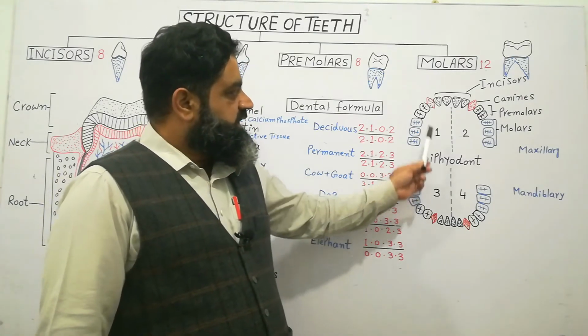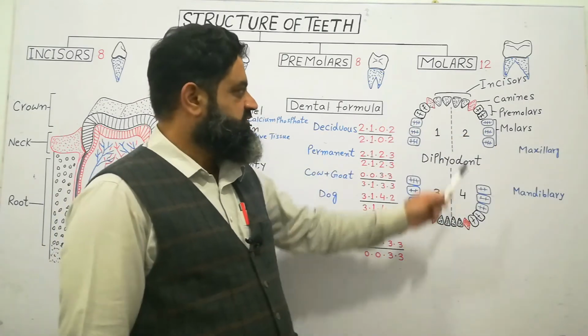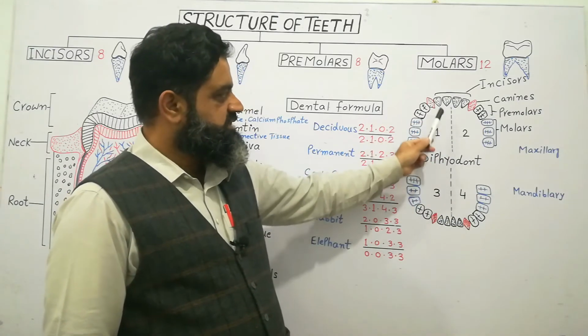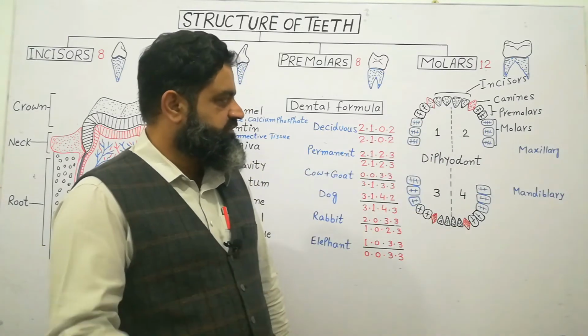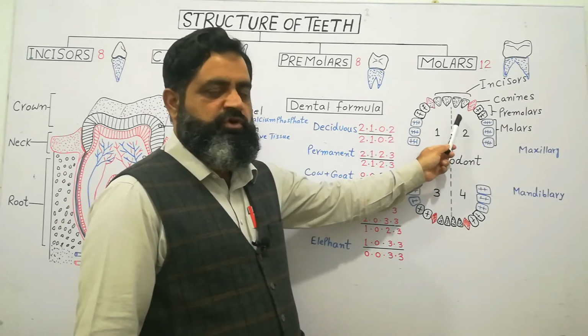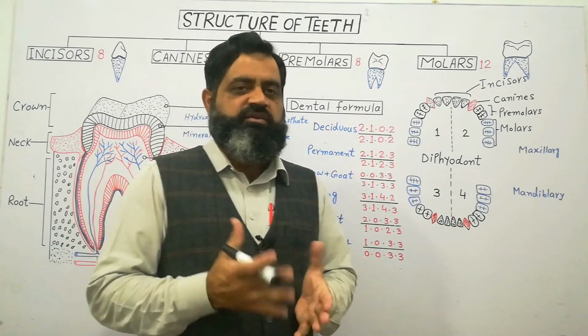Now I have divided this arrangement of teeth into 4 chambers. First of all, I have drawn a line from top to bottom which divides the upper jaw and lower jaw into 2 halves, and then I have made 4 compartments, 2 on the upper jaw and 2 compartments on the lower jaw, to build a dental formula.